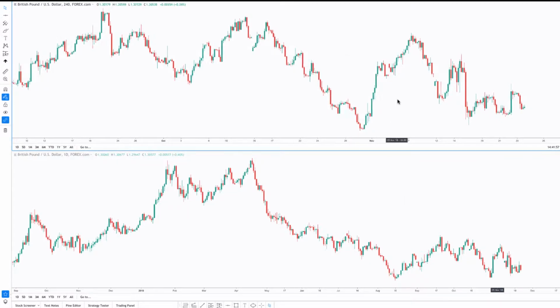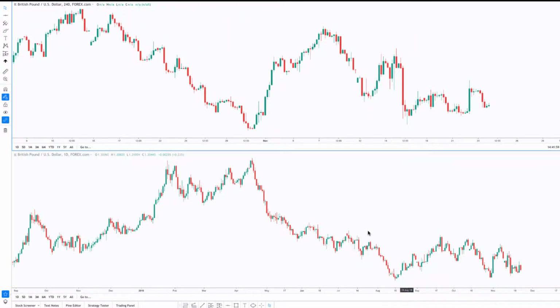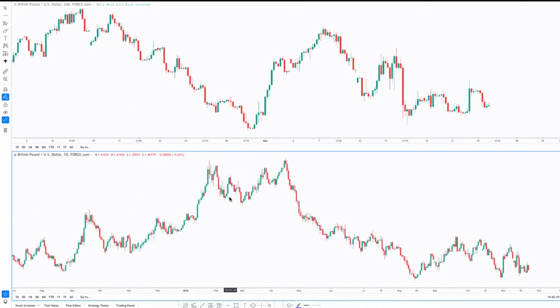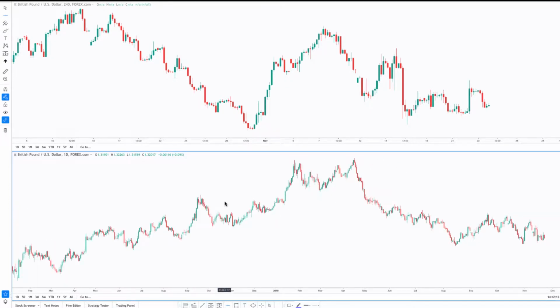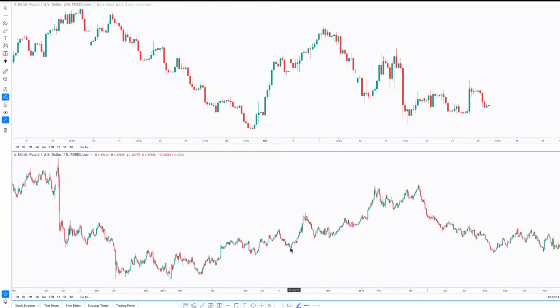On the top screen what we're looking at is a 4-hour chart, and on the bottom screen we have our daily chart, which is almost like a higher level perspective of what's actually going on in the market. So first things first, let's start off with the bottom screen, which is our higher time frame chart, just to take a little look at what's actually happening recently.